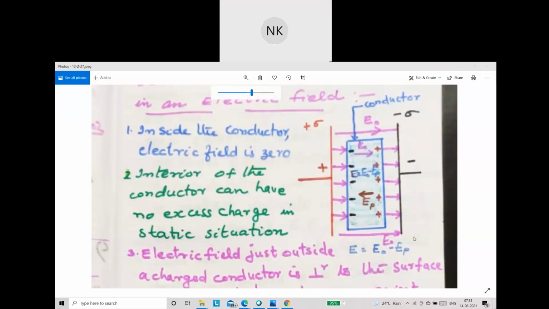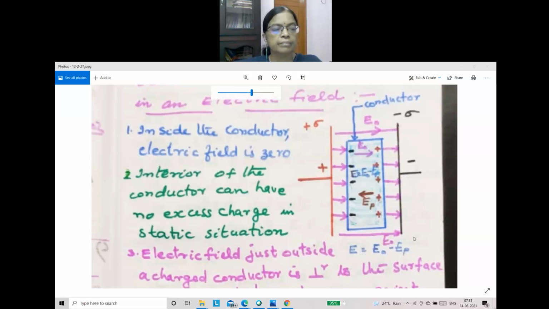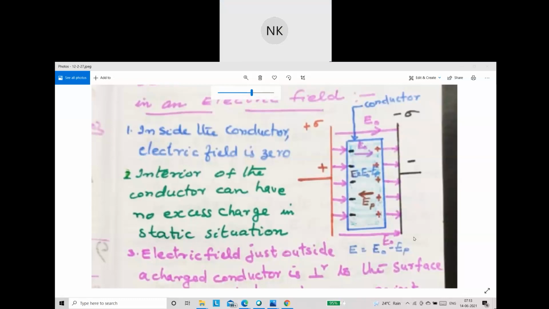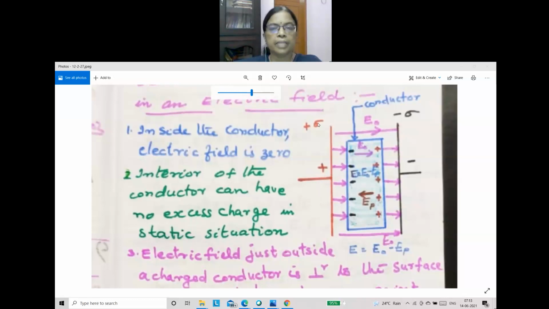Yes, ma'am. How will you produce a uniform electric field? By keeping two uniformly charged plates. Opposite. Uniformly distributed charge. Opposite. One plus sigma surface charge density, other minus sigma surface charge density. Understand?